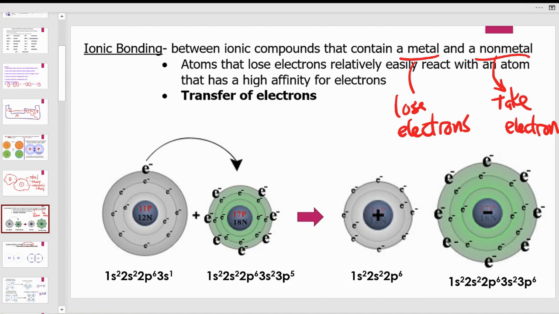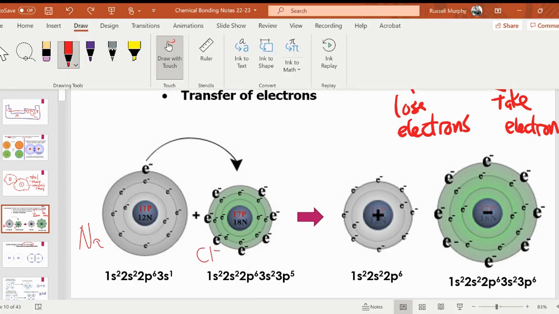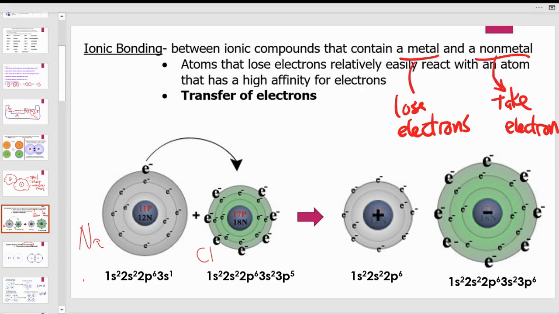If we take a look at the configurations, this was sodium. This was chlorine. Oops, no charge. Sorry, chlorine. We don't have a charge yet. And when sodium loses an electron, it loses that one. What is left? What element does it look like after it loses that single electron? Neon. This is a configuration just like neon.